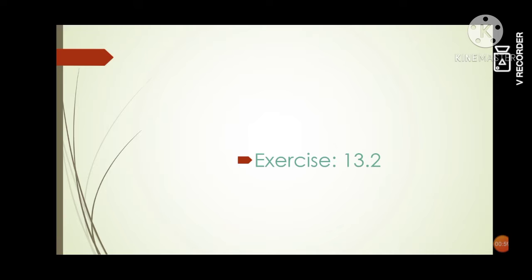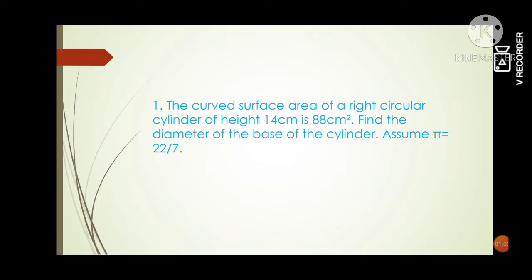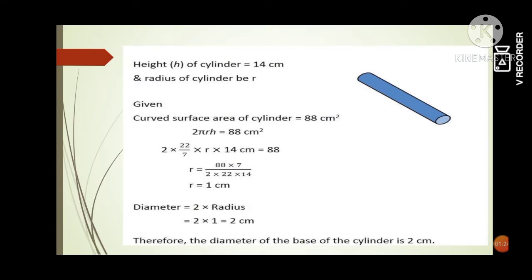So the first question that we are going to solve of exercise 13.2 is number 1. The curved surface area of a right circular cylinder of height 14 cm is 88 cm². Find the diameter of the base of the cylinder. Assume π is equal to 22/7. So let us see how to solve this sum.